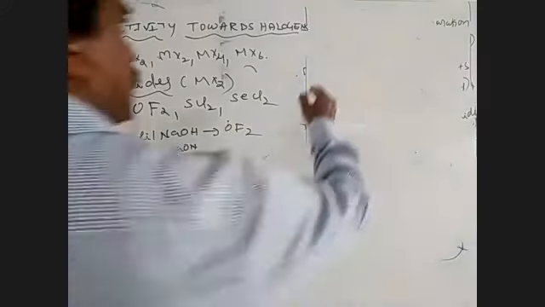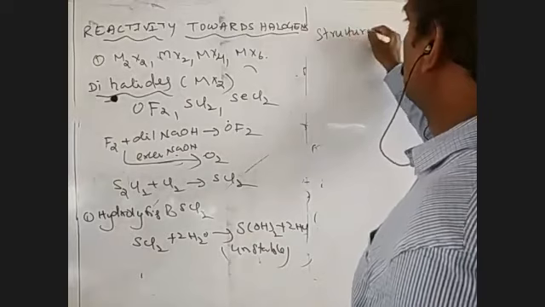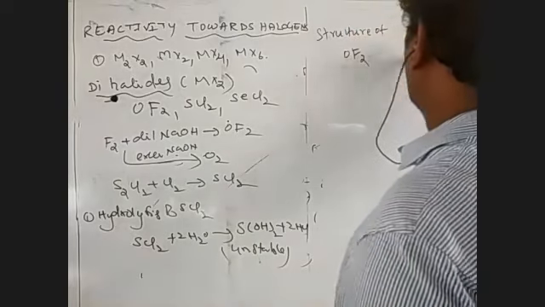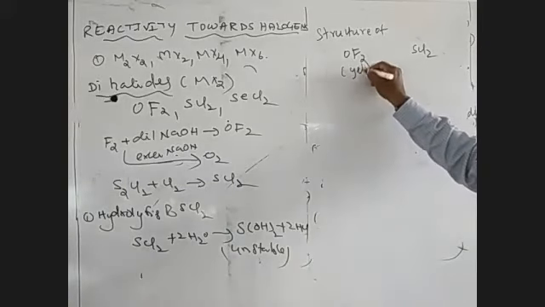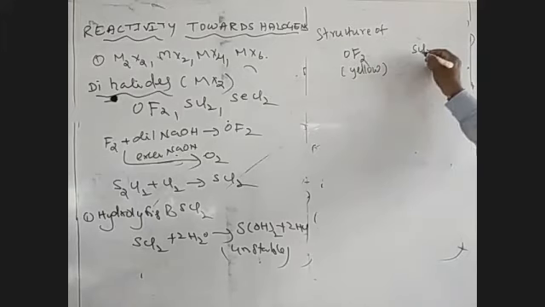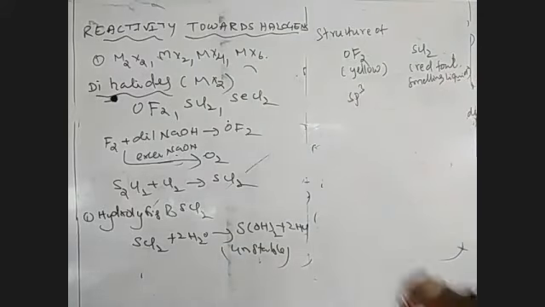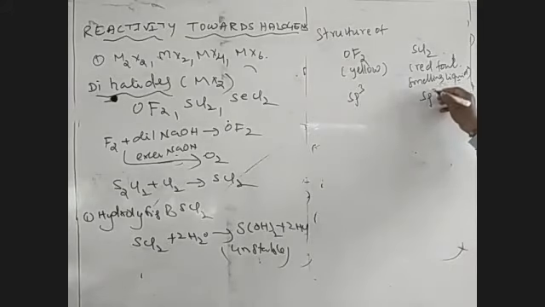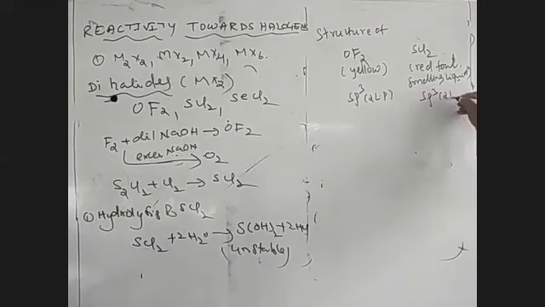Now, the structure of OF2 and SCl2. OF2 is a yellow gas. SCl2 is a red, pungent-smelling liquid. In both cases the central atom undergoes sp3 hybridization, and each has 2 lone pairs of electrons.